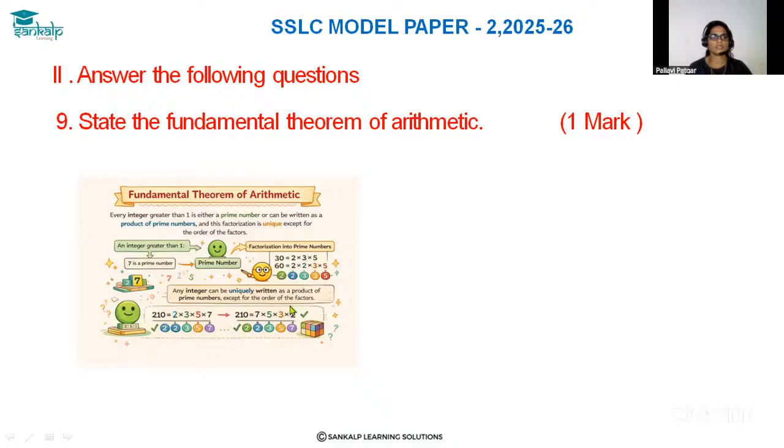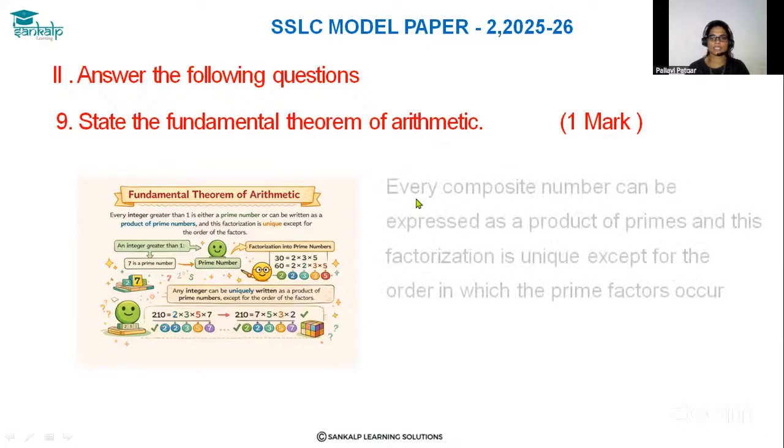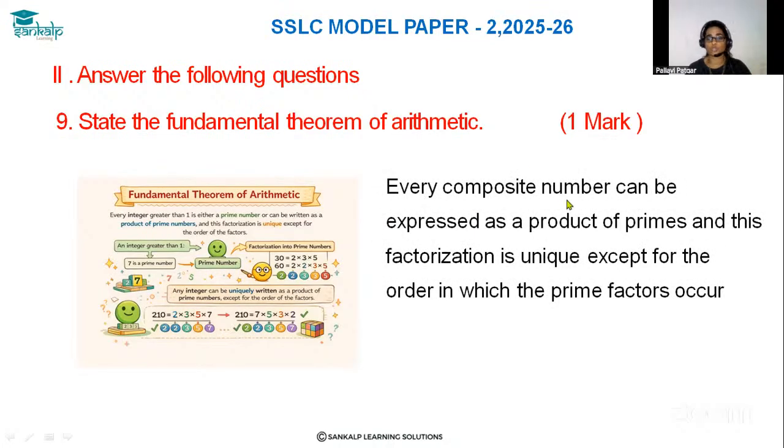Hello everyone. Second main, answer the following questions. Look at the question number 9. State the fundamental theorem of arithmetic. So here the statement: every composite number can be expressed as a product of primes, and this factorization is unique except for the order in which the prime factors occur.